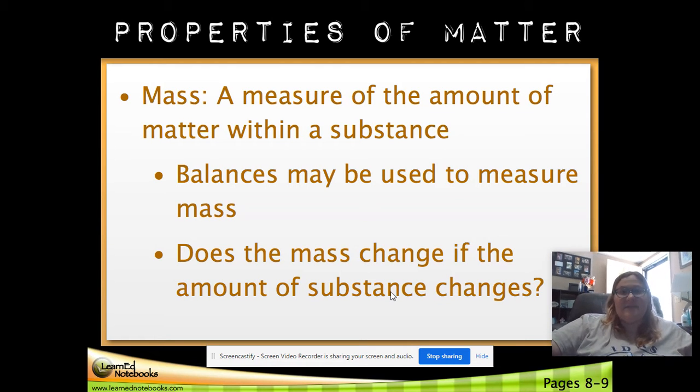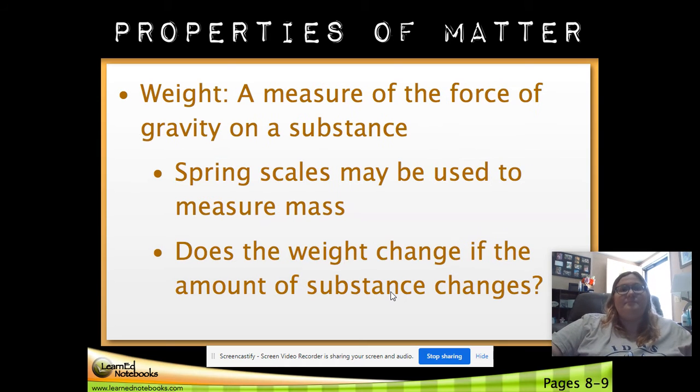Okay, it asks you the question. I'm telling you the answer. It does change. If I have a cup of water and I have a gallon of water, those don't have the same mass. There's more matter in the gallon than in the cup, and it's going to weigh more.